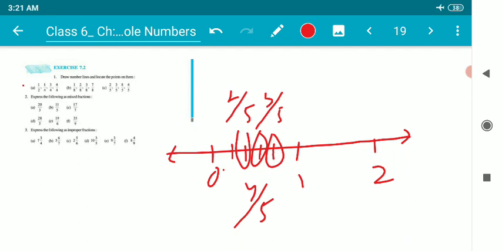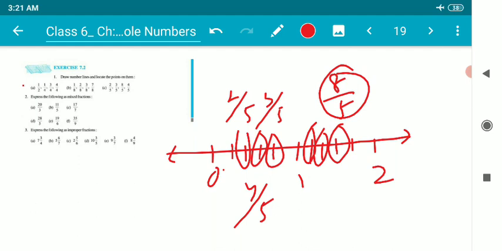So I'll make more numbers. I'll divide between 1 and 2 into 5 equal parts as well. So this is 6 by 5, 7 by 5, and this one is 8 by 5. I believe it's clear to everyone. This is how we can represent these numbers.